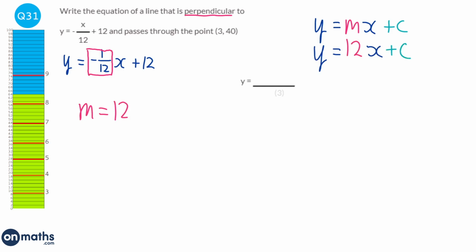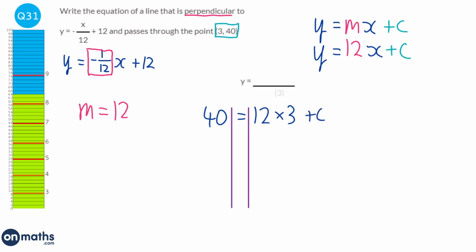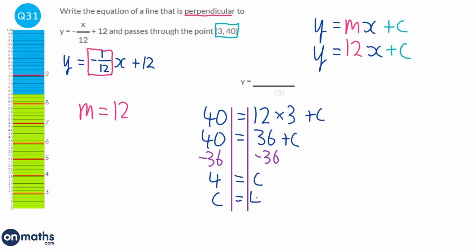To find the y-intercept, we're going to use the points given to us. So we've got x equals 3 and y equals 4 for a point on our line. We're going to substitute those into the equation we've got. So it's going to be 4 equals 12 times 3 plus c. Put in our solving lines. 12 times 3 is 36. And we're going to take away that 36 both sides. So it's going to be 4 equals c, or c equals 4. So our equation will be y equals 12x plus 4.